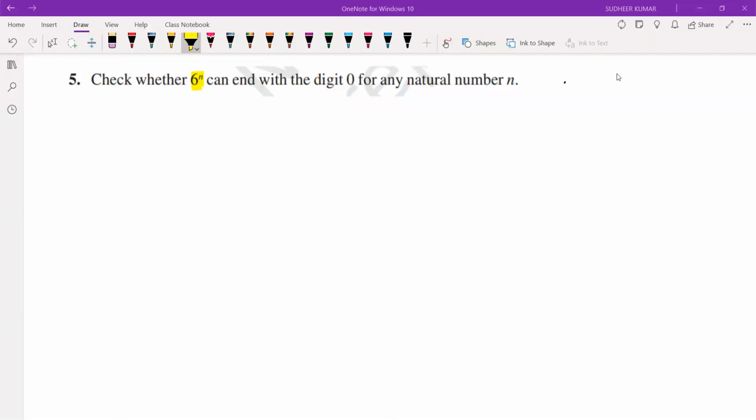6 power n can end with the digit 0 for any natural number n.